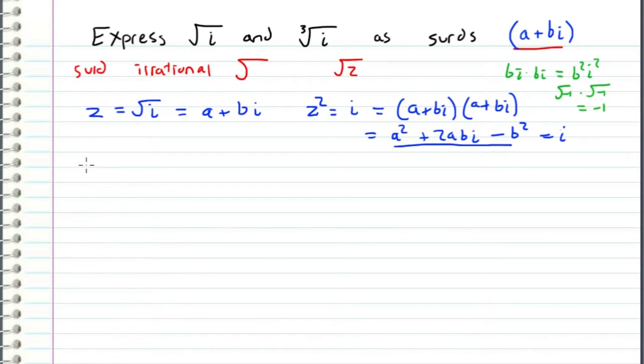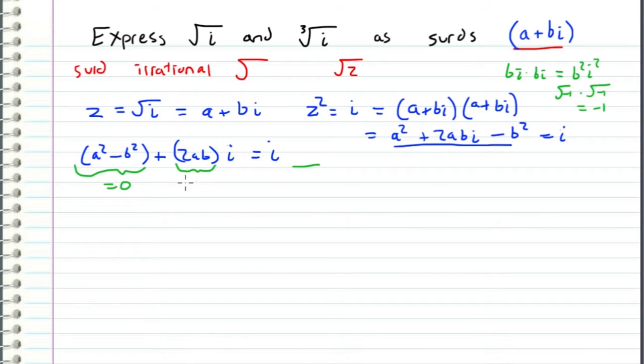So now I'm going to rearrange this expression in terms of its real and imaginary components. So I'm going to break it up into a squared minus b squared, I'm going to put those together, and then I will put the imaginary part over here. And once again, we said that this was equal to i. So since this is equal to i, we can say that the real part has to equal 0 because there's no real part on this side of the equation. And this part right here has to equal 1 because 1 is the coefficient in front of this i on the right side of the equation.